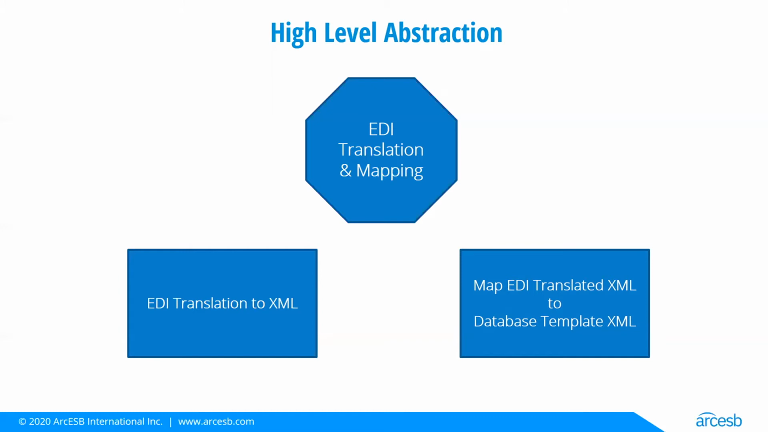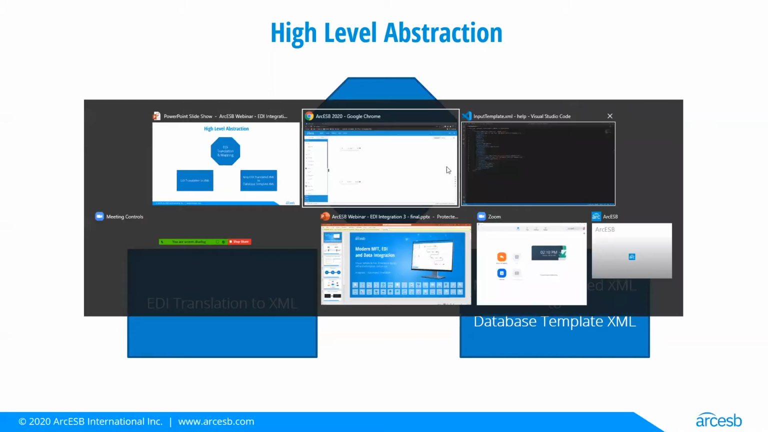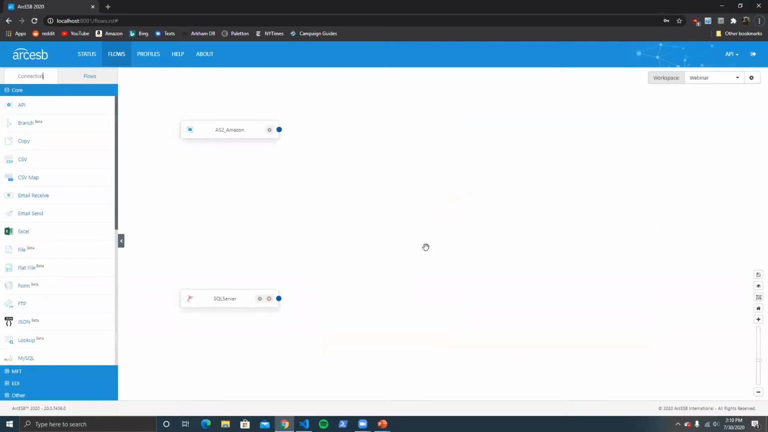So we're going to walk through both of those today in this live demonstration. And without any further ado, I am going to hop right into a view of the application. So here we are looking at ArcESB. This is the flows canvas where you configure your custom workflows. And you'll notice that we already have two connectors here from our previous webinars.